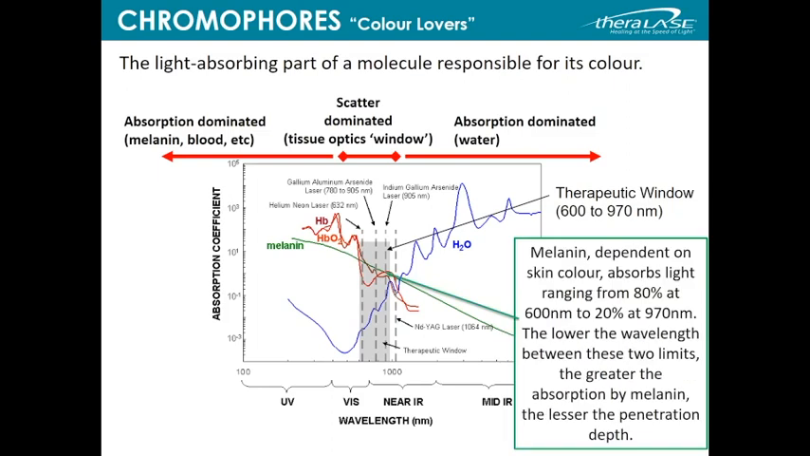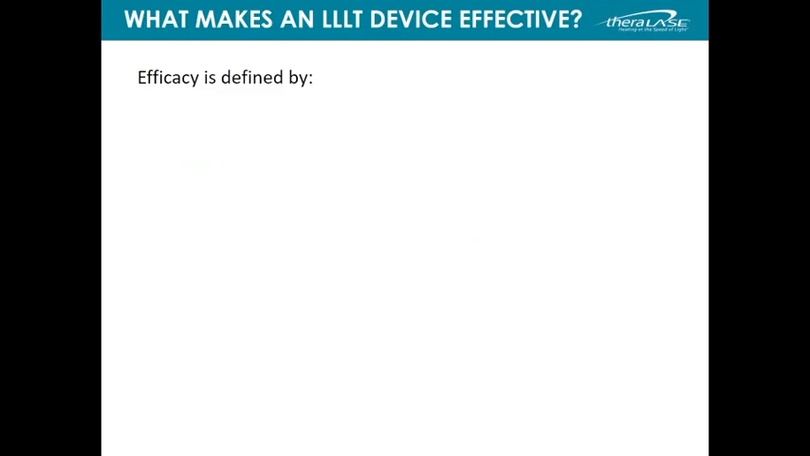And then the green curve is melanin. Melanin, which is actually dependent upon skin color, is going to absorb light ranging from about 80% at 600 nanometers to 20% at 970 nanometers. So the lower the wavelength between these two limits, the greater the absorption of light by melanin, which means the lesser the penetration depth.